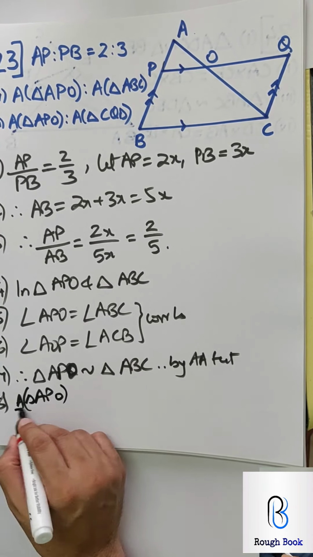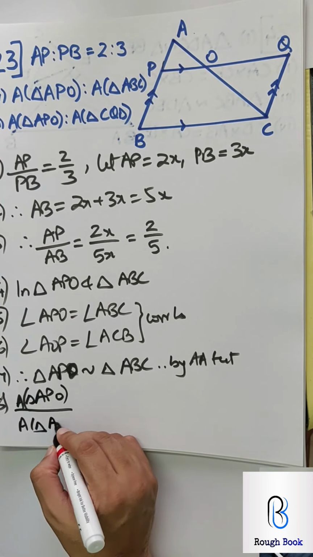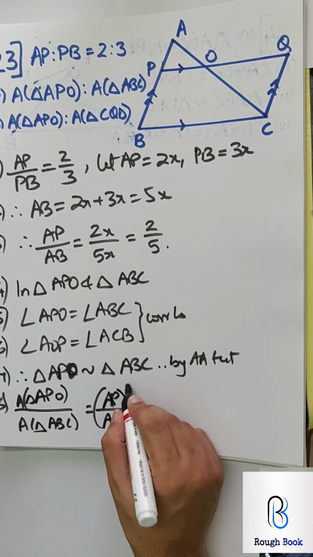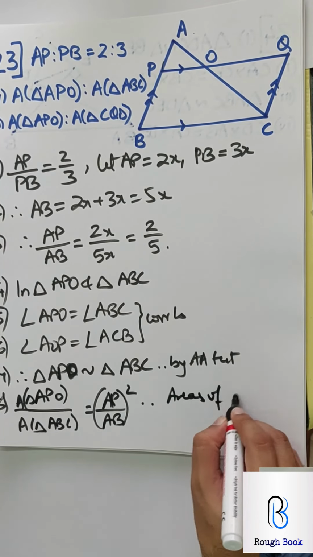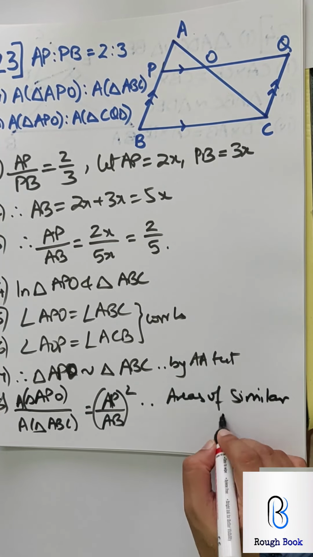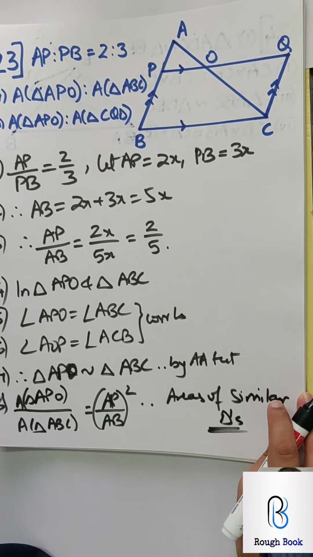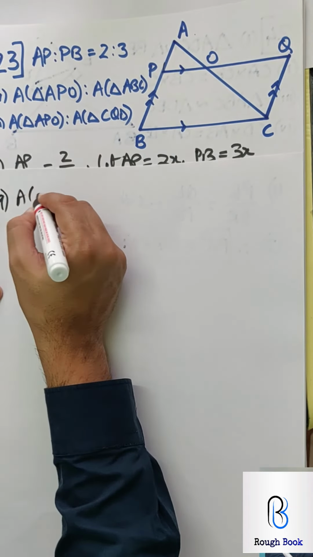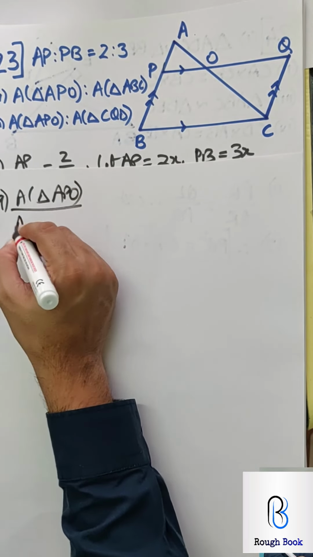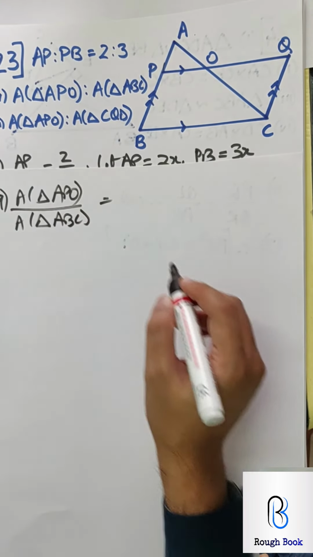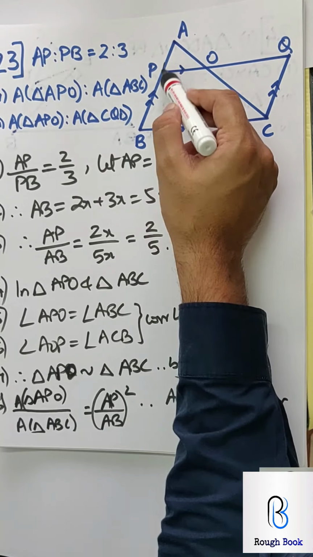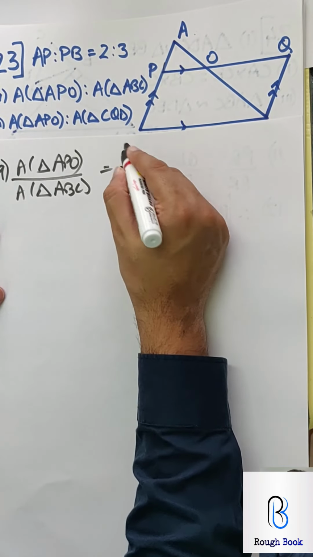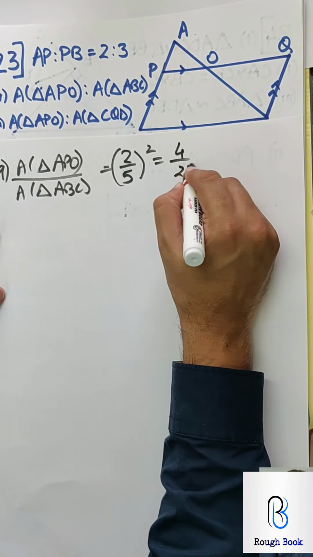Now that the two triangles are similar by AA test, I can say that area of triangle APO upon area of triangle ABC equals AP upon AB the whole square. Areas of similar triangles. If you don't write reasons, you will lose 1 mark. Step 9. So therefore, area of triangle APO upon area of triangle ABC equals AP upon AB, 2 by 5, but whole square.